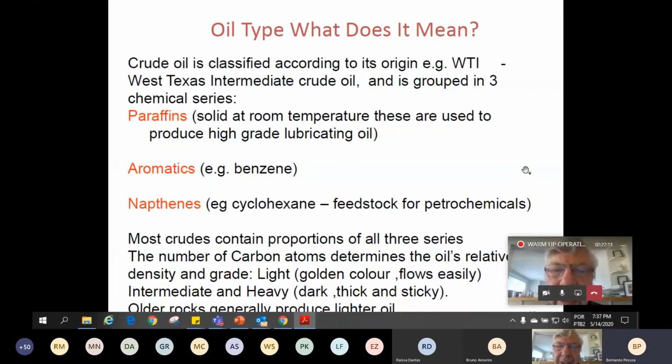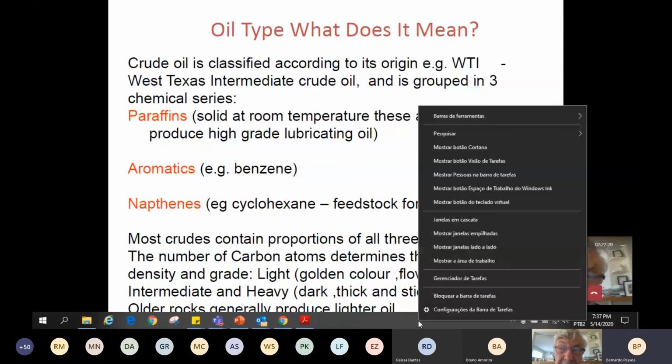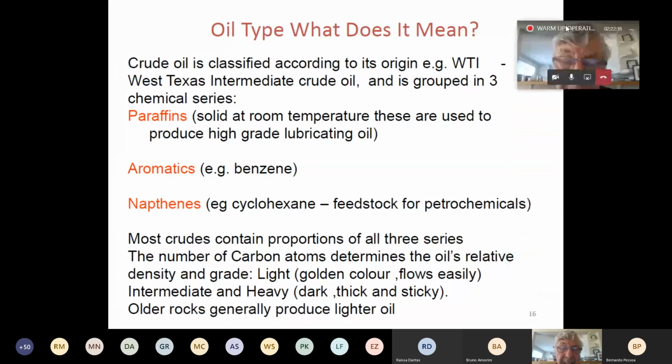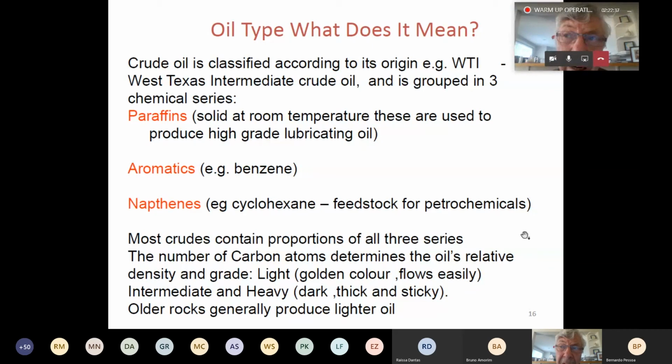Those oils actually contain paraffins, which are solid at room temperature, and we would use those for lubricating oil. We could have aromatics in the product stream, and that's used to make benzene, gasoline, and naphthalene. So you'll find that most crudes contain a proportion of each of those. One thing that's really important is that the older the rocks are in the geological formation, the lighter the oil they produce. The rocks in the Middle East, for example in Saudi Arabia, are very, very old, and so the oil that comes out there is very light. You can put it straight into your engine.